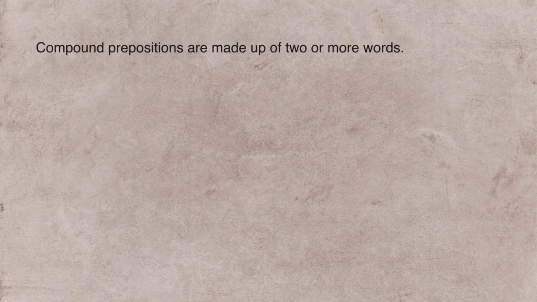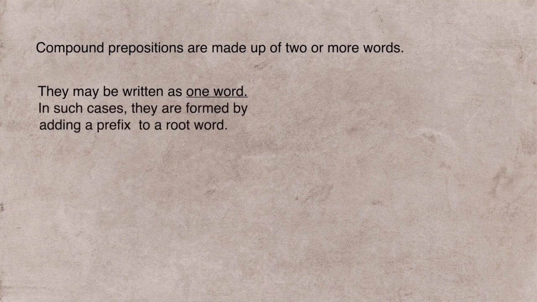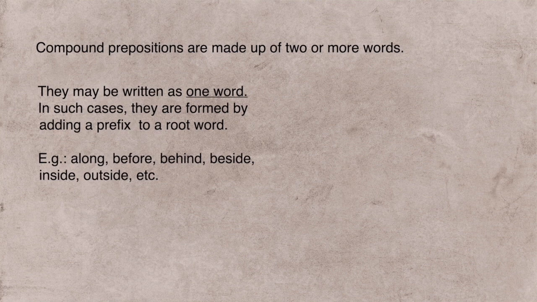Now let's take up the third type of prepositions called compound prepositions. These prepositions are made up of two or more words. Some of them may be written as one word. In such cases, they are formed by adding a prefix to a root word. For example, we have along, before, behind, beside, and so on. You can see that the word along is formed by adding the prefix a with the root word long. The same thing happens with beside. We have the prefix be fixed to the root word side.